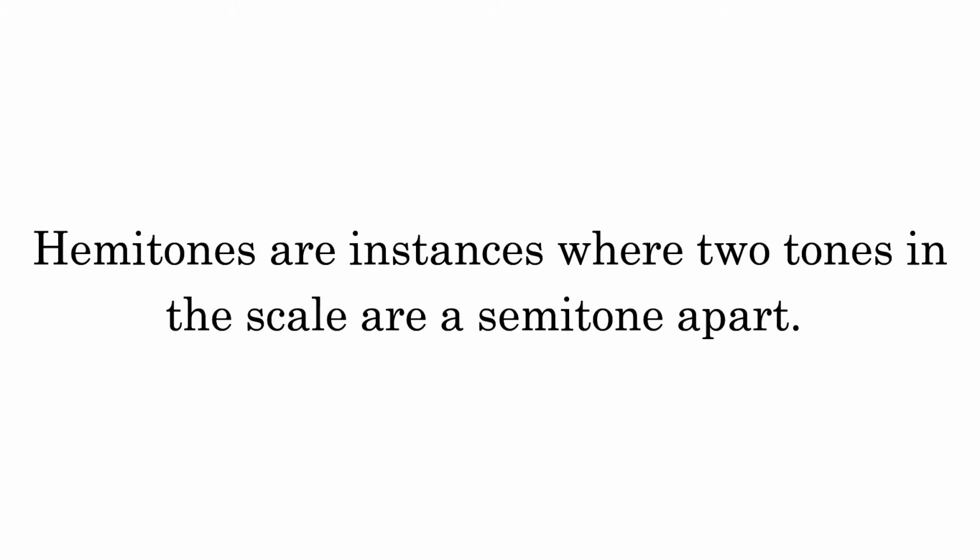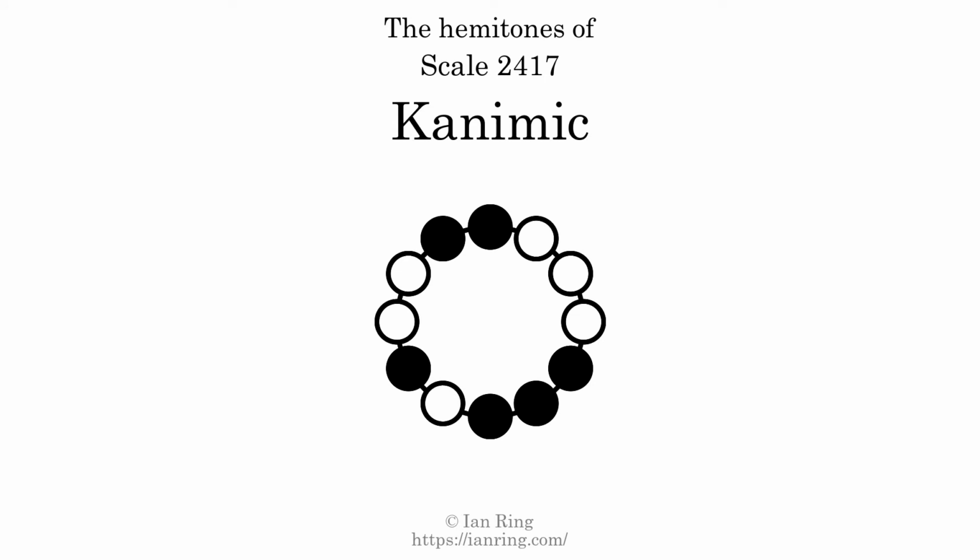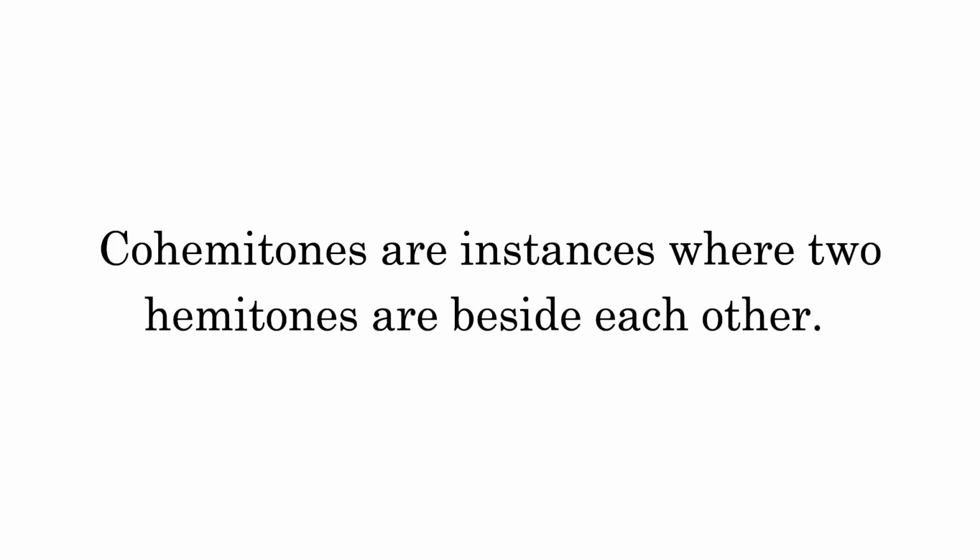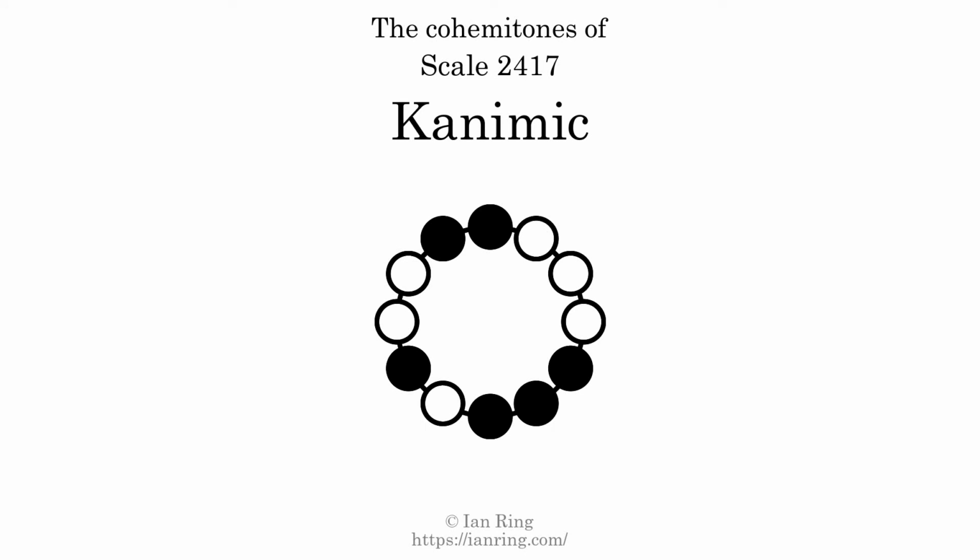Hemitones are instances where 2 tones in the scale are a semitone apart. This scale has 3 hemitones. They are at positions here, here, and here. Coherematones are instances where 2 hemitones are beside each other. This scale has 1 coherematone.